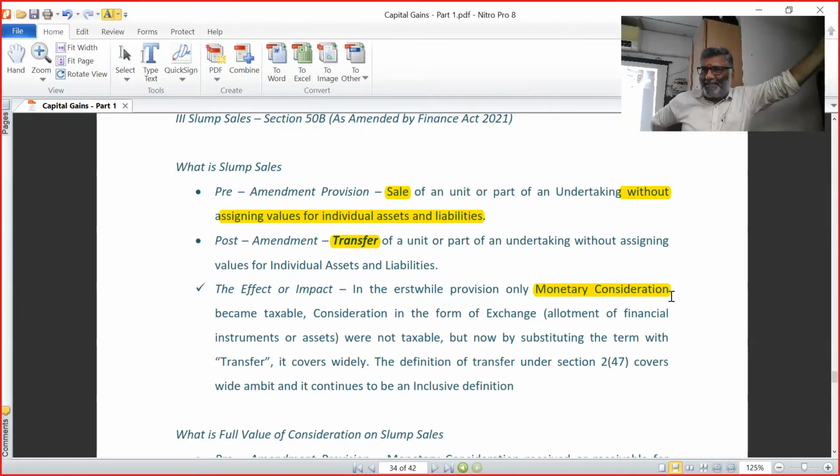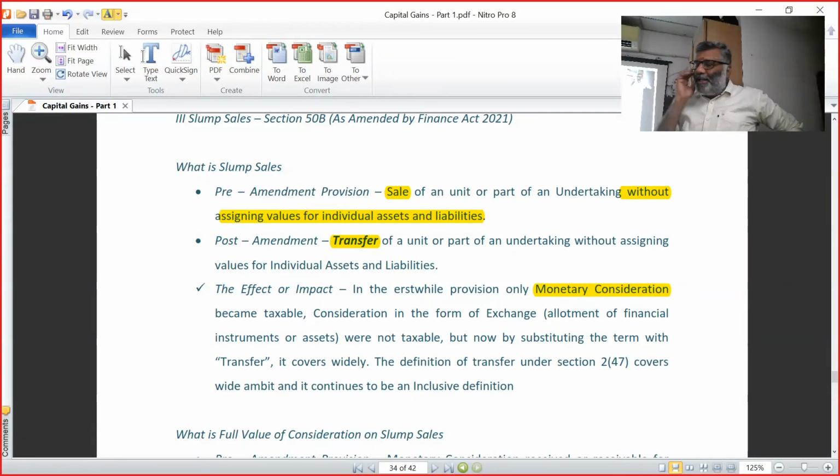This is going to be the question for the next year itself, saying full value of consideration is either the monetary consideration or fair market value of the asset you have transferred, whichever is higher. By this, we are going out of the definition itself, because the definition of slump sale says sales without assigning values to individual assets and liabilities, but now you assign value. Okay, which is the biggest problem now.